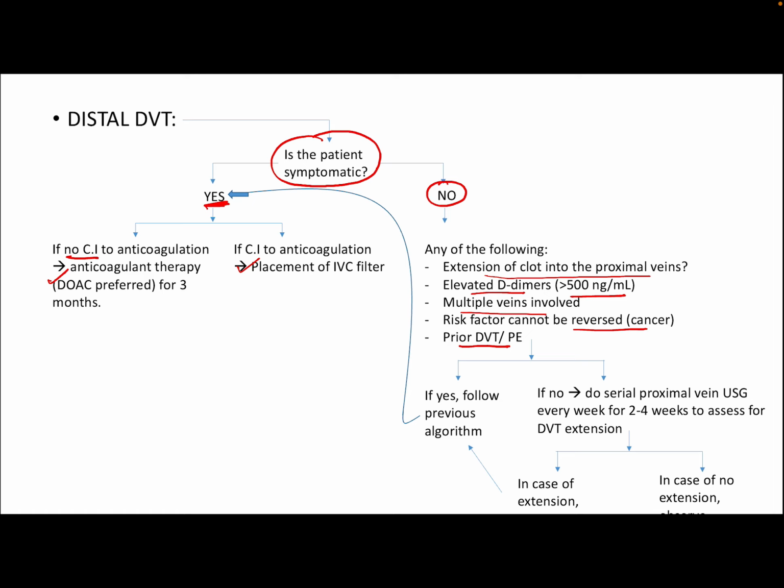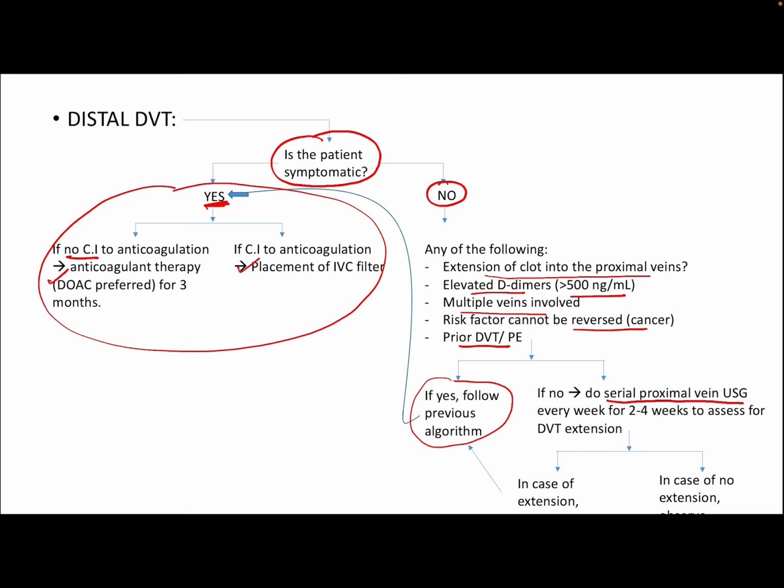And if these criteria are there, we will go ahead and start anticoagulation. We will go to this particular algorithm. But suppose these factors are not there, what we do is we do serial proximal vein compression ultrasound every week for the next 2 to 4 weeks. So what we're doing is checking if that DVT is extending proximally or not. If you find that in the subsequent examinations there is extension, then go ahead and follow the previous algorithm. Basically, we anticoagulate. But if there is no extension, then you can just manage them clinically. So clinical management is enough. You don't need anticoagulation there.